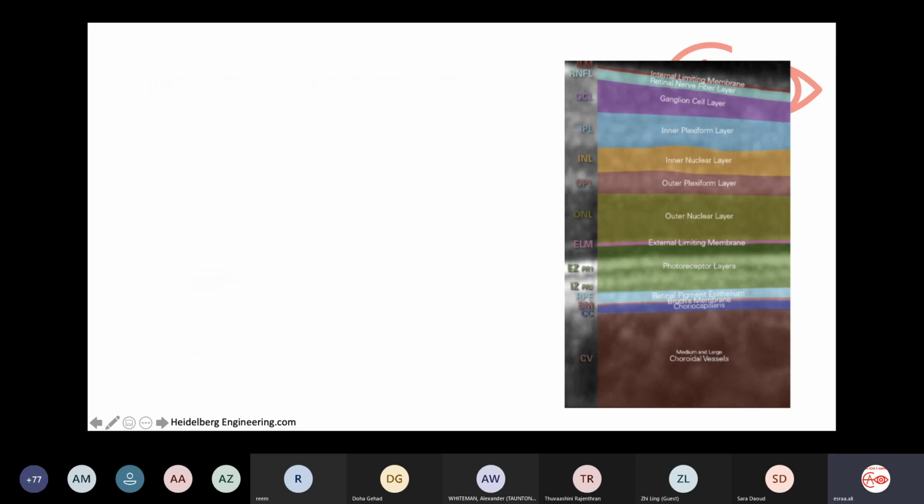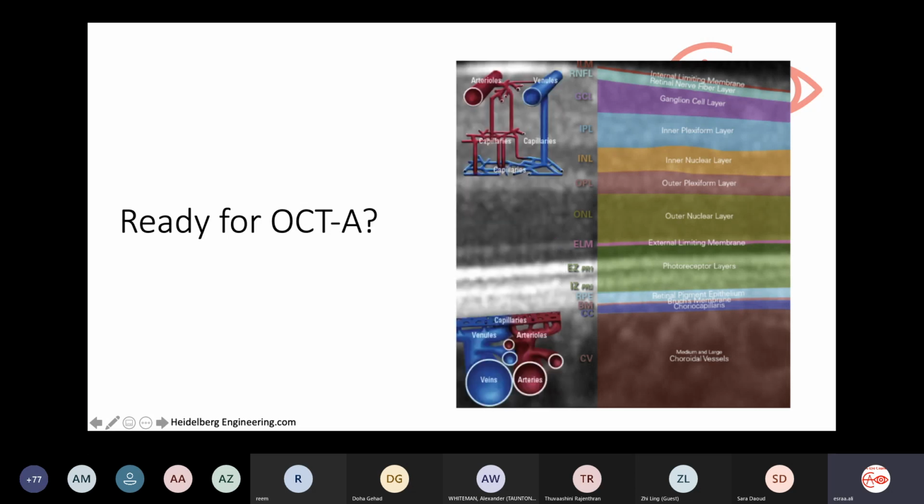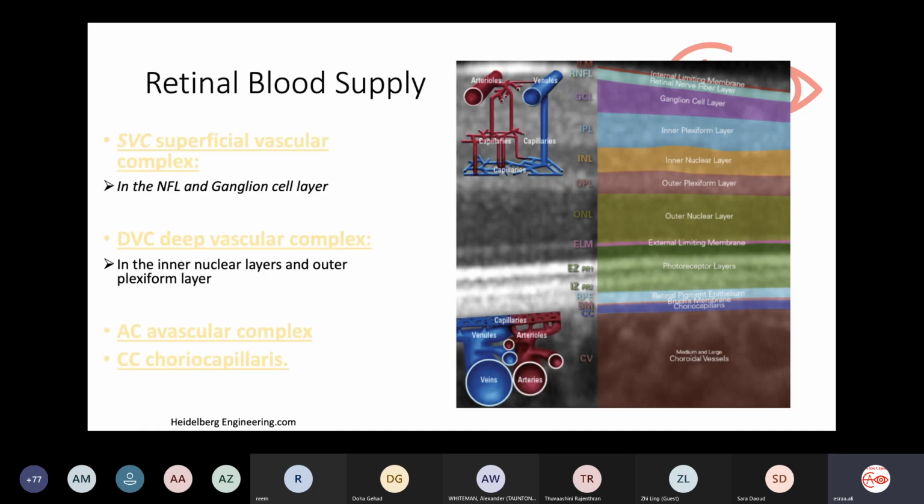So very good, everyone. Now let's go on to the OCT angiography. So you've memorized the retinal layers, I hope so. Now let's remind you of the blood supply of the retina to understand how to read an OCT angiography.